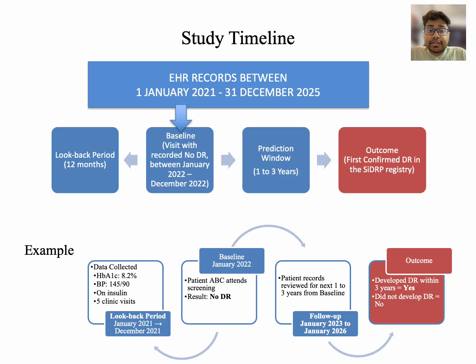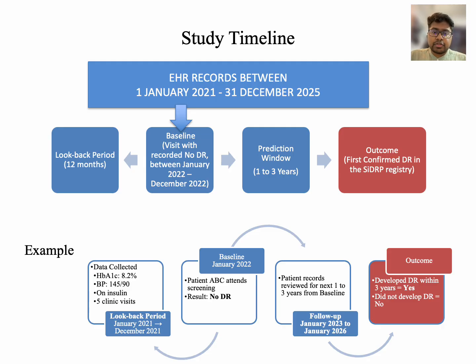So this slide is important. It illustrates the study timeline. The electronic health records are accessed from 1st January 2021 to 31st December 2025, and we kept the baseline of these patients between January 2022 and December 2022, so we can have a sufficient prediction window for 1 to 3 years up to 2025.